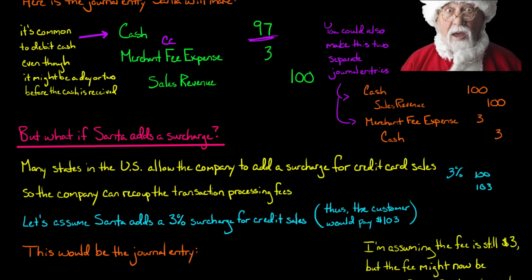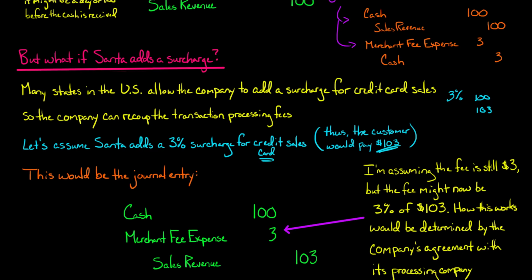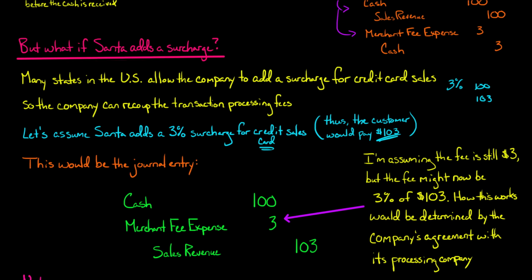Surcharges don't apply to debit cards or cash transactions. In the U.S., you can only have a surcharge for a credit card purchase. So in any event, if Santa does this 3% surcharge and you pay with a credit card, it's a $100 video chat, you're actually going to pay $103, because you're going to pay the $100, but you're going to have to pay the 3% surcharge on top of that. So the customer is actually paying $103 now. So Santa is going to record $103 of sales revenue.